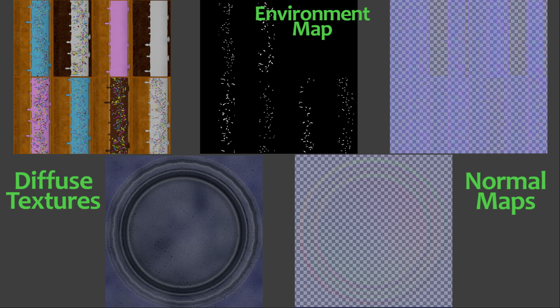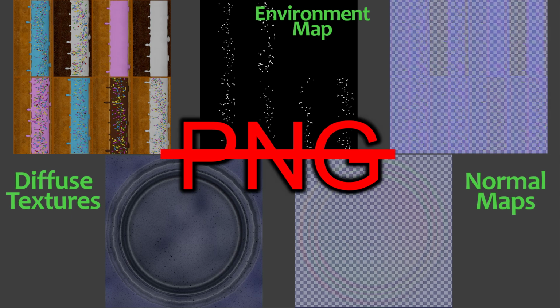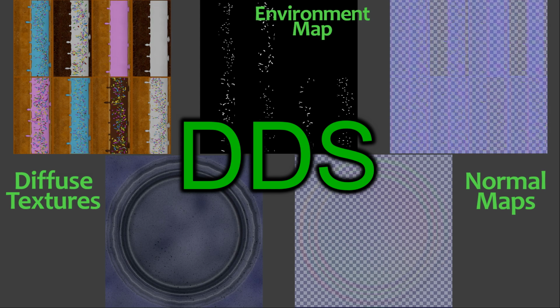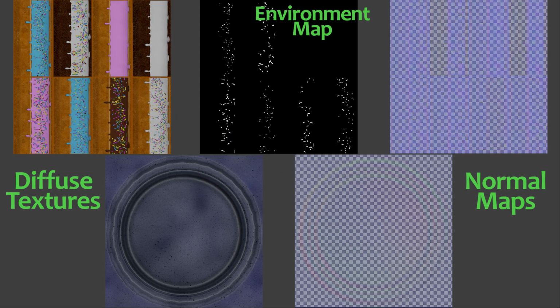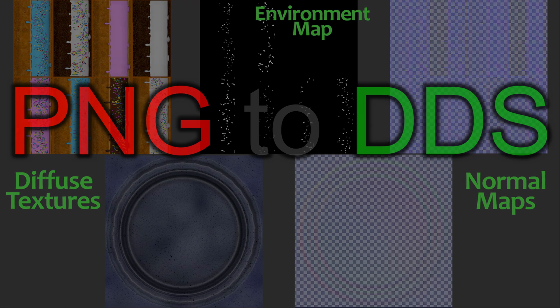We ended our last video with the diffuse, normal, and environment maps in hand. But they are all in the PNG file format, and Skyrim can't read PNG. It uses DDS as the texture file format. So our last step is to convert these PNGs to DDS.